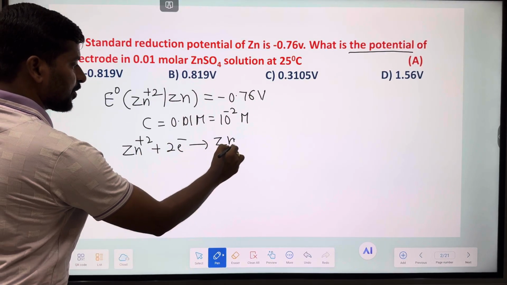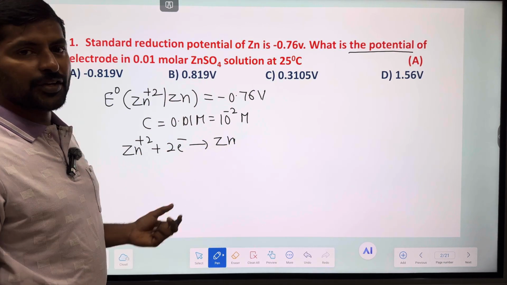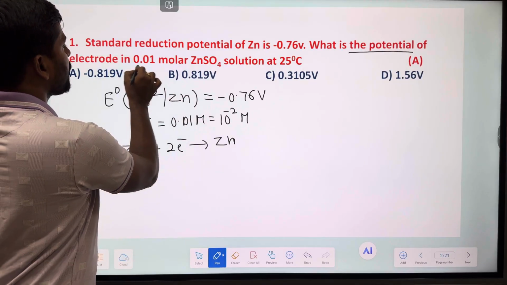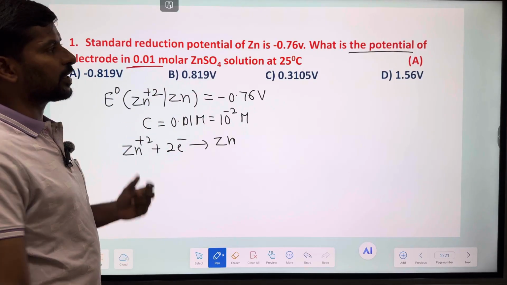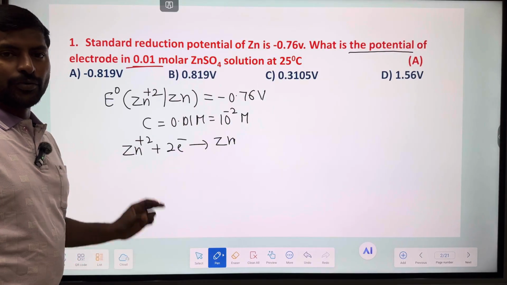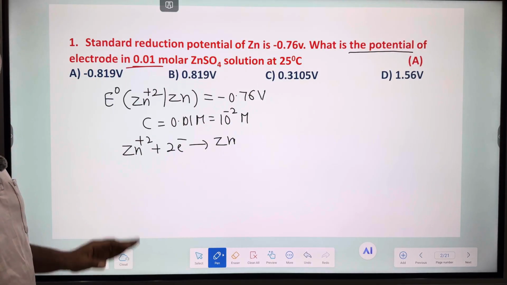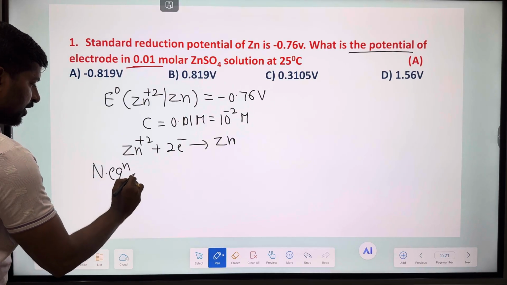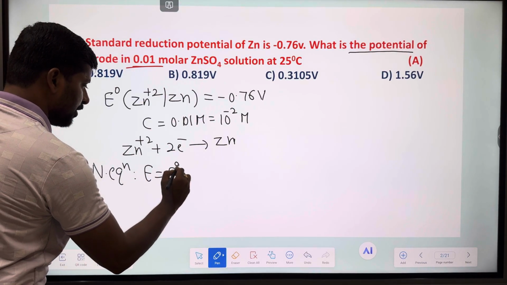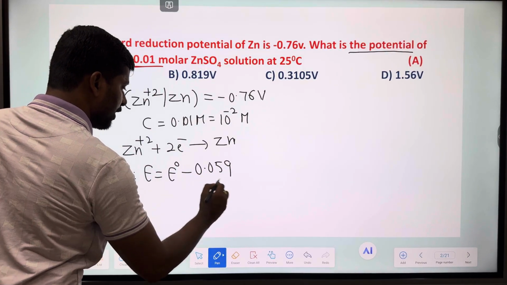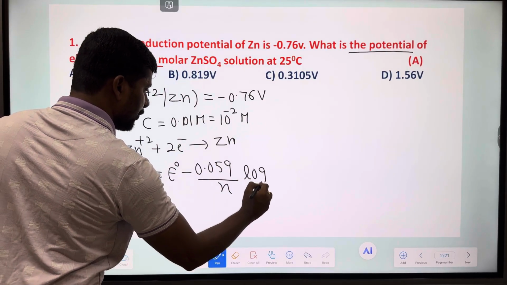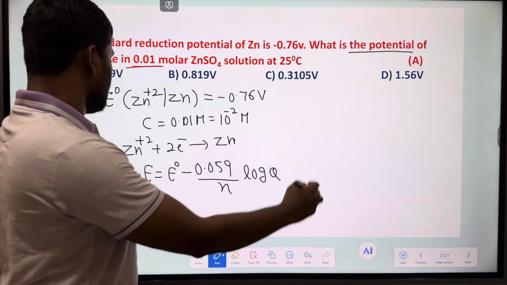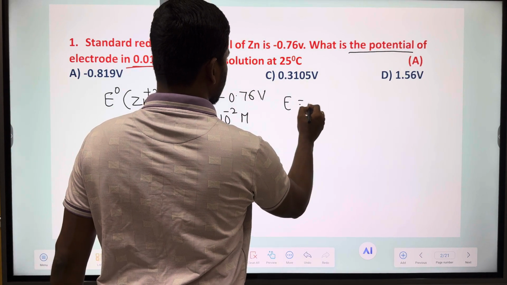Now apply the Nernst equation. The Nernst equation gives how the electrode potential changes with the concentration of the electrolyte. Here at 0.01 M concentration, we want to calculate the electrode potential. So what is the Nernst equation? E is equal to E naught minus 0.059 by n log Q. Q is called the reaction quotient, and n is the number of moles of electrons involved. If you substitute it, E is equal to E0.